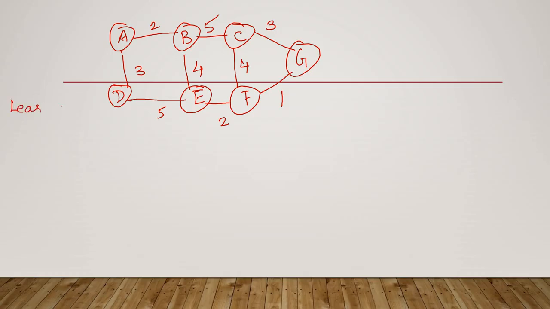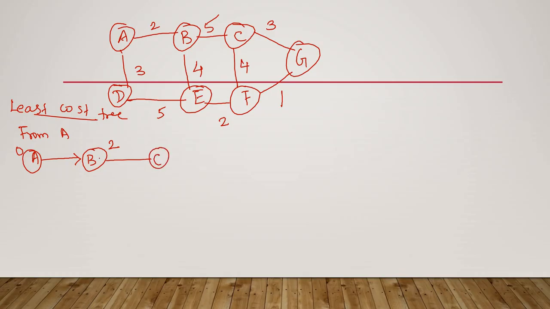Okay, so now we are going to find the least cost tree from A. From the A router, we need to travel to all other routers. So what is the minimum cost? For example, from A to A, the cost is 0, and A to B, the direct connection, the cost is 2. A to C, we can reach through B with the minimum cost. B to C is 5 and A to B is 2, so 5 plus 2, total is 7.